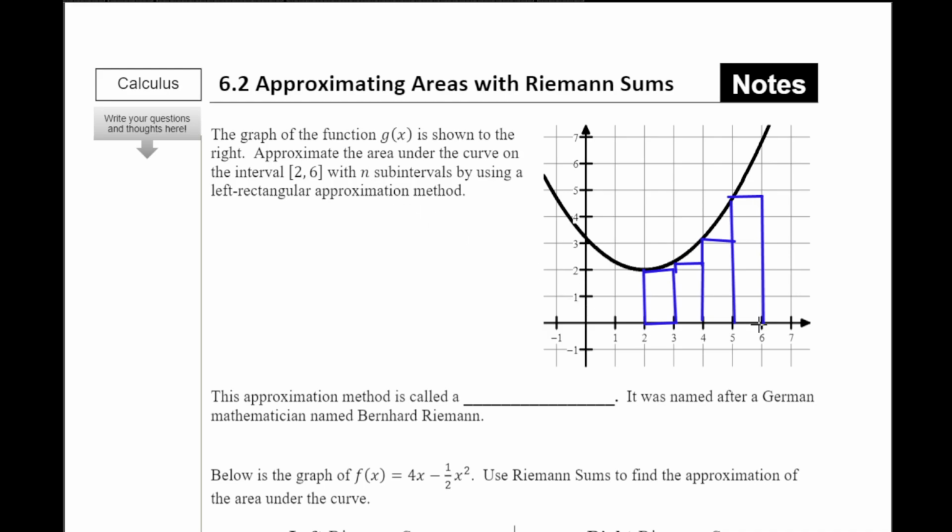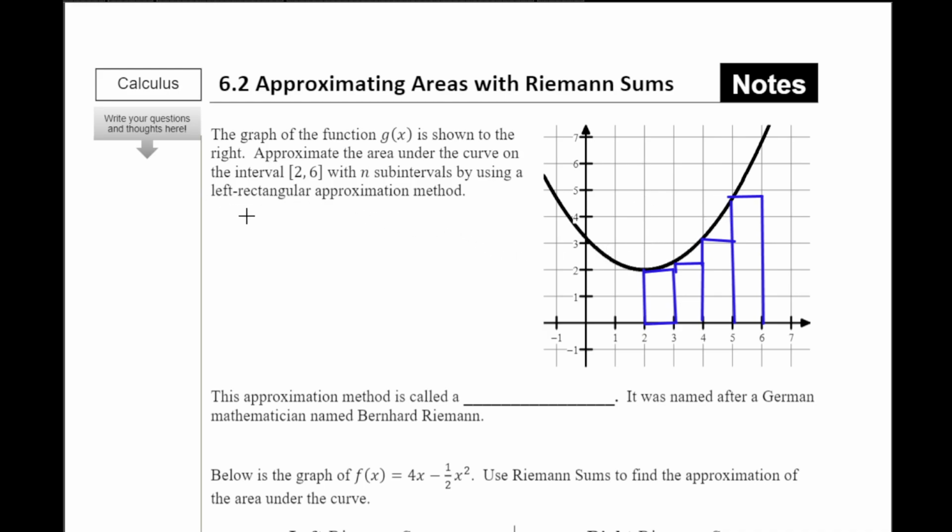So from interval 2 to 6, I'm just using 4 subintervals here. If we draw more and more rectangles underneath, make them skinnier, and as the number of rectangles goes towards infinity, bringing the concept of limits in, we get a closer approximation to the actual area underneath the curve.